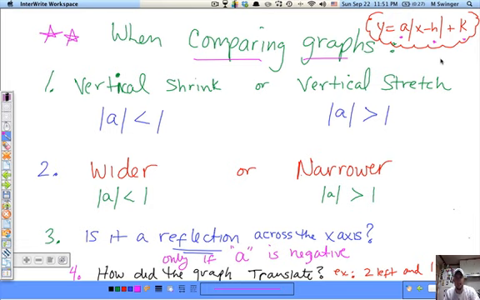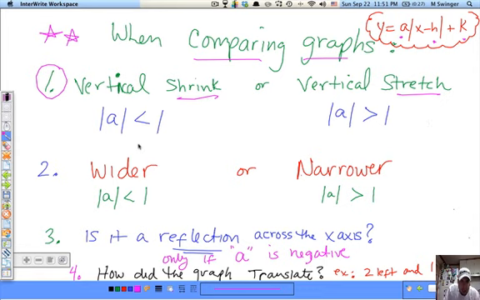So here are the things that I need you to know. 4 things. Whenever I say the word compare, these are the 4 things I want. Number 1, is it a vertical shrink or a vertical stretch? You have to have those words, vertical shrink, vertical stretch. How do you know? Well, if you graphed it, you would know, okay? But if the absolute value of A is less than 1, okay, then it's a shrink. If the absolute value of A, whatever A is, is greater than 1, then it's a stretch, meaning this.